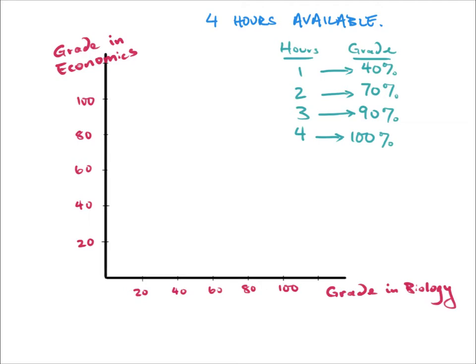Okay. So I've written up this kind of simple little thing about how each number of hours would translate into a grade. If this student spends 1 hour studying biology, the student will get a 40 on the biology exam. The student spends 2 hours, the student will get a 70, and so forth. Does that make sense?